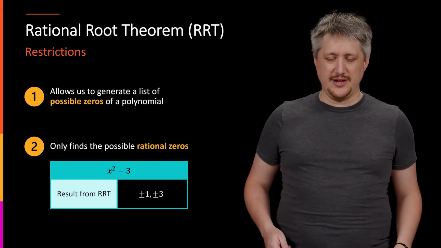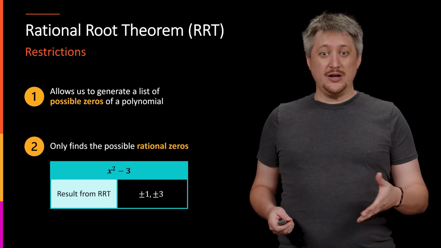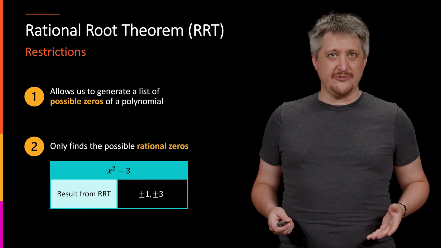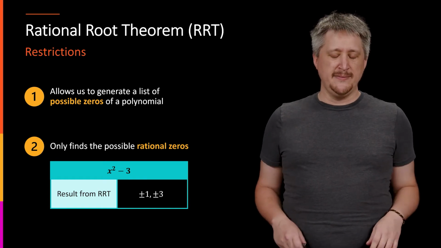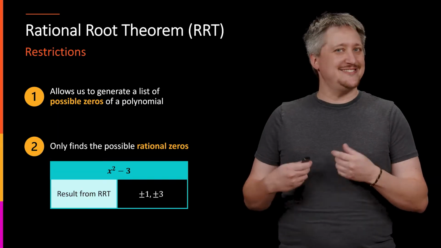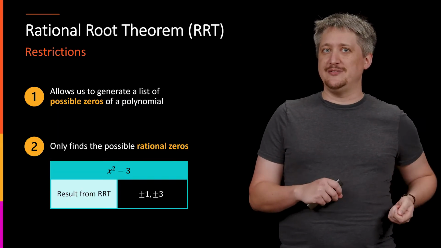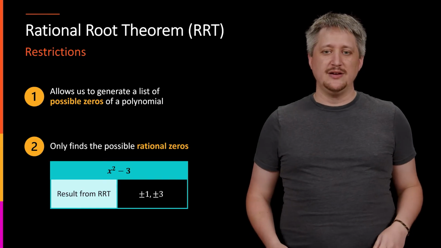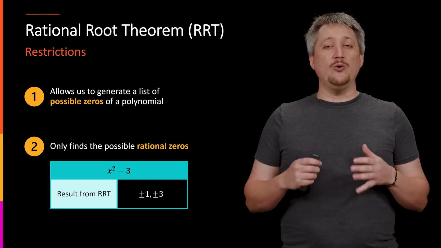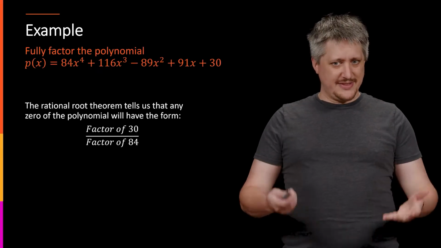That gets me 1 and 3. Neither of those are zeros of this polynomial, though, right? Like, we could plug in: 1 squared is 1, minus 3 is negative 2, not 0. If I plug in 3 squared is 9, minus 3, 6, not 0. And that's because the zeros of this are plus or minus square root of 3, not rational numbers, okay? So it's important that this thing only finds rational zeros. Nonetheless, that is something.